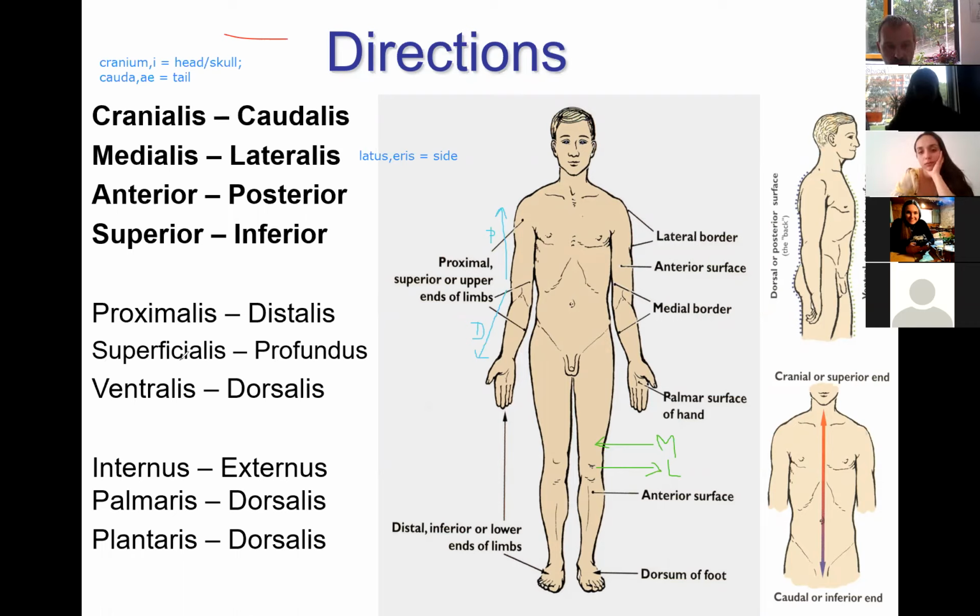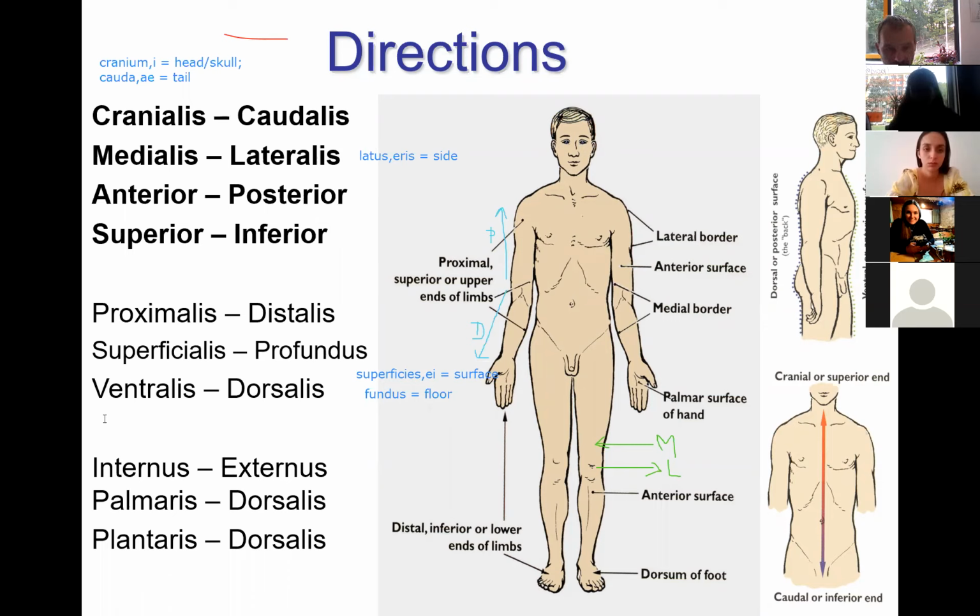Superficial and deep. Superficial comes from the word superficiae, which means a surface. You can also hear it in the English word. So superficies, superficial, on the surface of the body. Deep or profound come from the word fundus, which means a floor. So profundus, profound, deep means deep in the body.